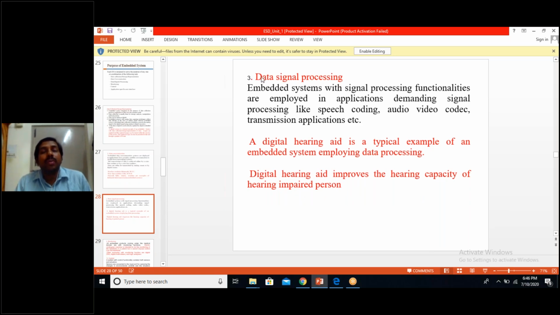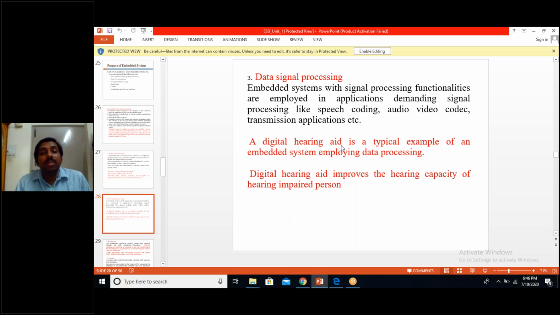Next purpose of embedded system is to serve the requirement of signal processing. So whatever the data is sensed, that is transmitted by a data communication purpose. Then the next purpose is data signal processing. The embedded system is going to do the signal processing like speech coding, audio video recording, transmitting. So these are the data signal processing. The example is digital hearing aid.